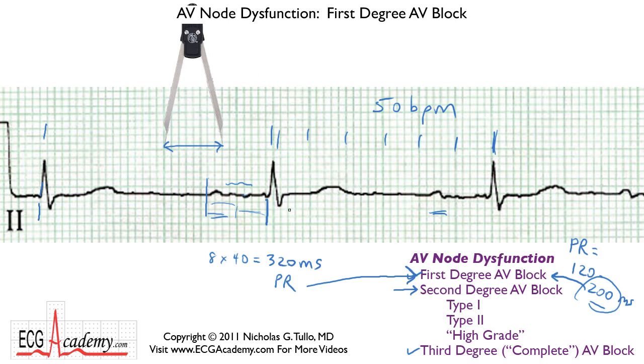So indeed, first degree AV block means the PR interval is greater than 200, but you still have 1-to-1 conduction of each of these QRS complexes. That's 1-to-1 with a little colon there. That's how you write it. Well, let's look at a couple of other examples.